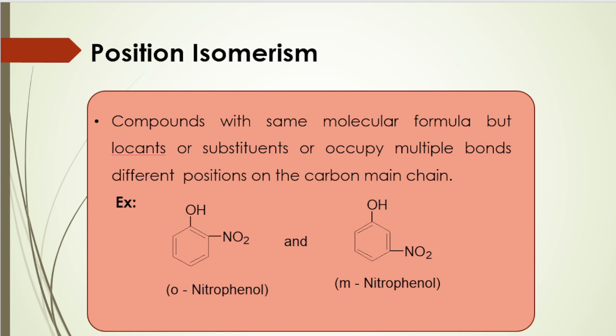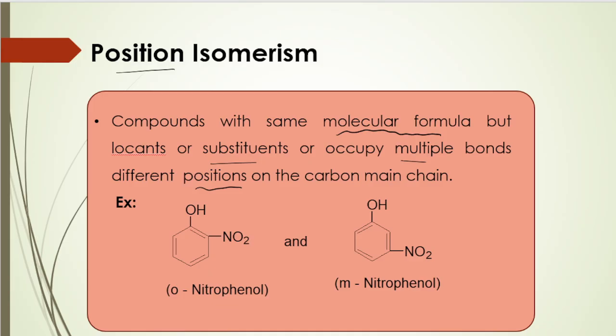Okay, or multiple bonds. If we consider substituents, multiple bonds or functional groups, if their positions are different on the same carbon main chain, then we can call them position isomers. Once again, position isomers means compounds with the same molecular formula. As the name indicates, they differ in the position of substituents or multiple bonds or the functional groups or whatever it may be.